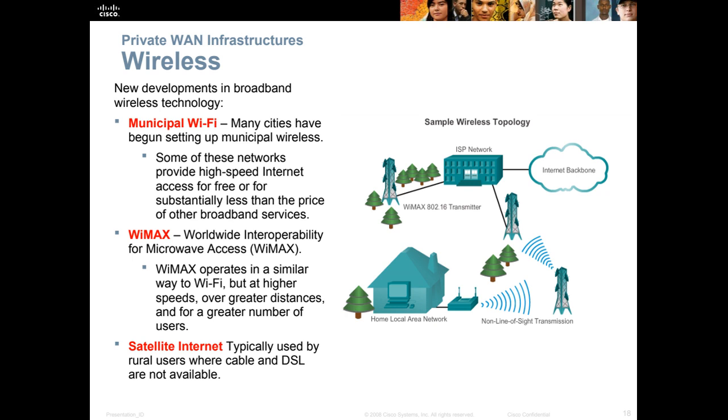Satellite internet is typically used by rural users where cable and DSL are not available. Still, in some areas in some big countries or some rural areas, there's still no coverage, no Wi-Fi, no WiMAX, no cables. There's another option, to have satellite.